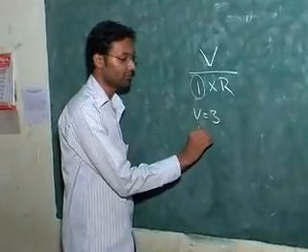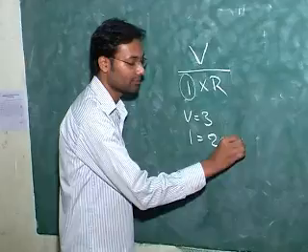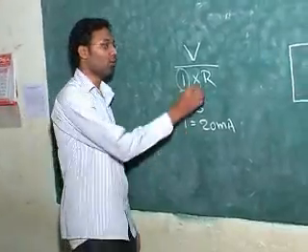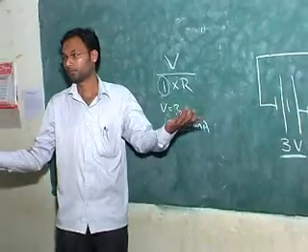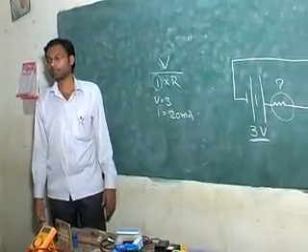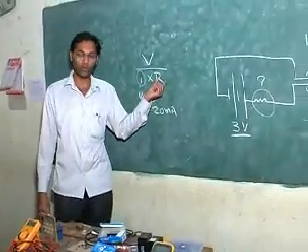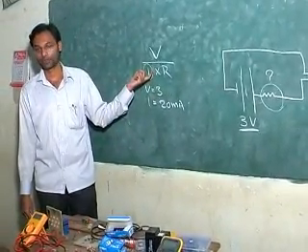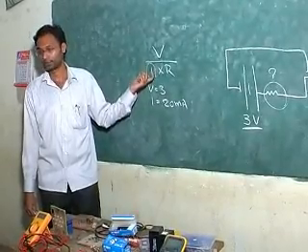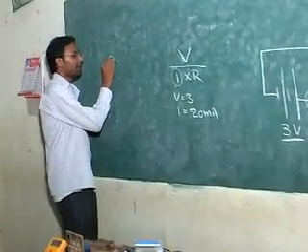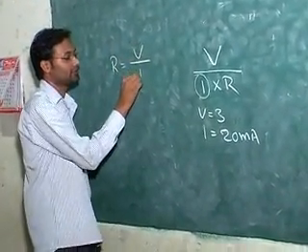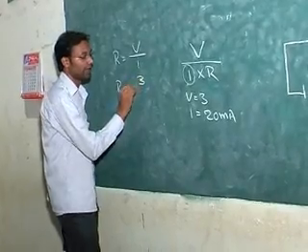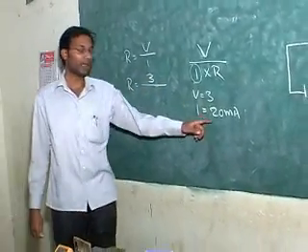So what is the I value? 20 milliamps. Then what is the value of R? We don't know. To find the R value, we require this formula, and this formula is given by the scientist Ohm. So the formula will be R is equal to V by I. Now R is equal to, what is the V value? 3 divided by 20 milliamps.